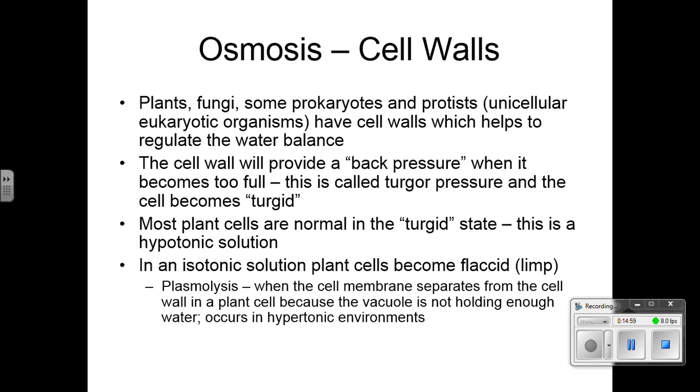Plants, fungi, and some prokaryotes, remember these are things like bacteria, and protists, unicellular eukaryotes, have cell walls which help to regulate the water balance. The cell wall will provide a back pressure when it becomes too full. This is called turgor pressure, and the cell becomes turgid. So that's normal for plants to be turgid, to be very, very full of water.